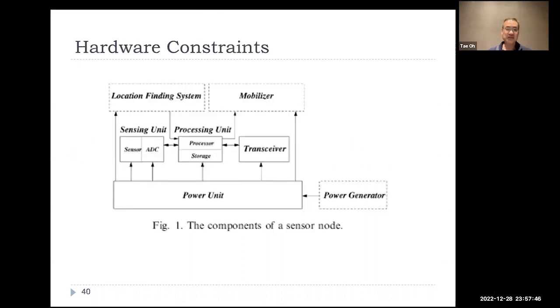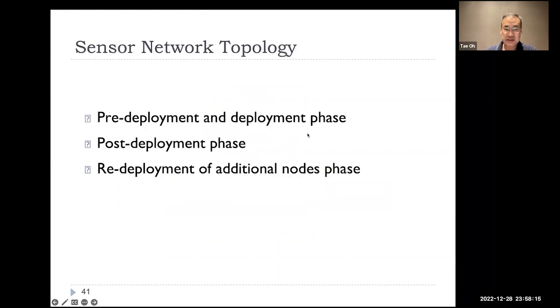So also the hardware constraint: how much RAM does it have? What do you call that, storage amount, okay? And how sensitive are the sensors, say, is it pretty sensitive versus not sensitive? So what are the power unit, power generation? Those are very important, okay? So there are a number of things you have to consider, okay?